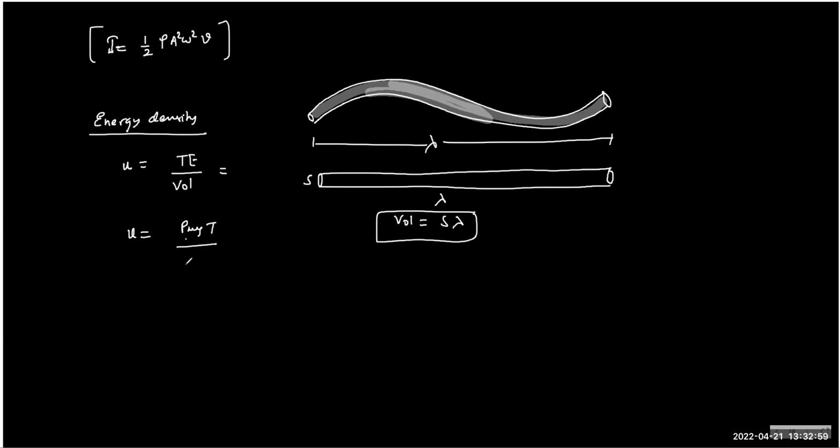So this we can write as S into lambda, and therefore energy density becomes the power formula we know, half mu A square omega square into V into T upon S lambda. And if you look carefully, Vt will cancel with the lambda because they are the same, and this will become rho S. So this will eventually become half rho A square omega square. So now this is the energy density formula, which is again very important.